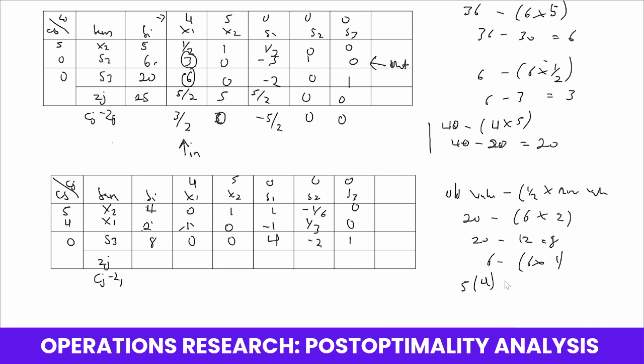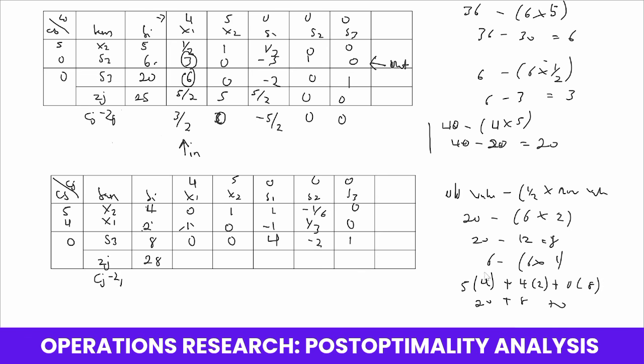5 times 4 plus 4 into bracket 2 plus 0 into bracket 8. This will give us 20 plus 8 plus 0. That's 28. So we have our delay here to be 28.